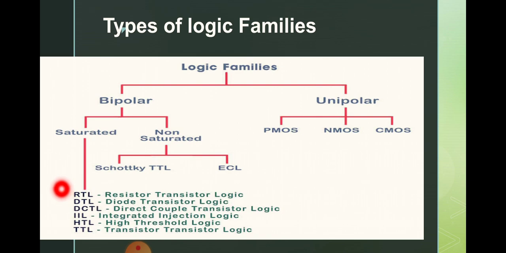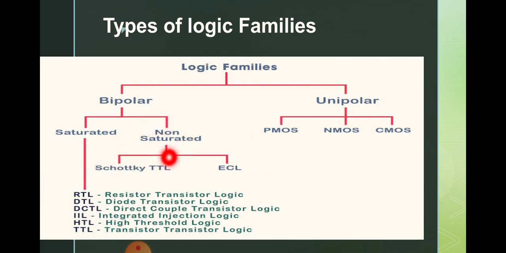For example, RTL. That means in this logic family, resistors and transistors are used to fabricate the ICs. Hence, it is known as RTL, that is resistor transistor logic. DTL means diode transistor logic. In these logic families, diodes and transistors are used to fabricate the different types of ICs. Next, you have DCTL, direct coupled transistor logic. Next, we have integrated injection logic, HTL, high threshold logic, and TTL, that is transistor transistor logic. So these are the different types of saturated logic families.